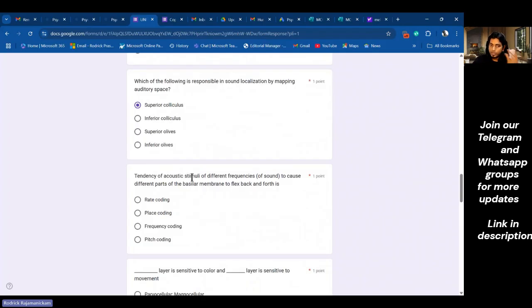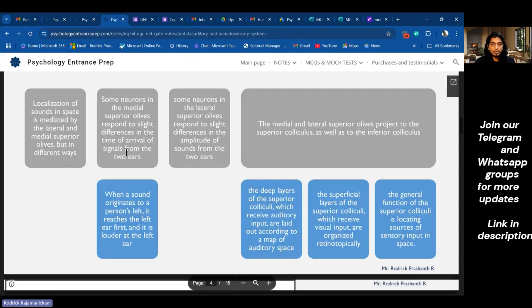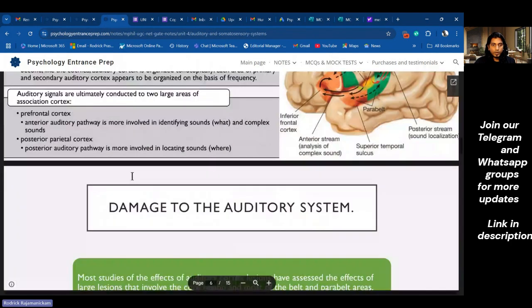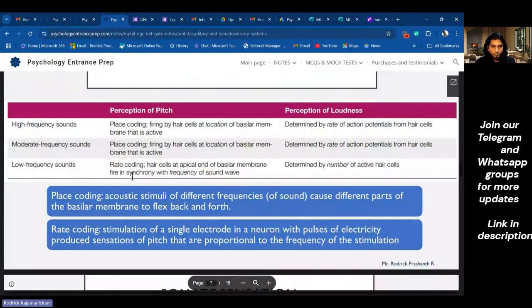The tendency of an acoustic stimulus, basically a sound-based stimulus of different frequencies, to cause different parts of the basilar membrane to flex back and forth is called place coding. So higher frequencies would be identified at a different location.